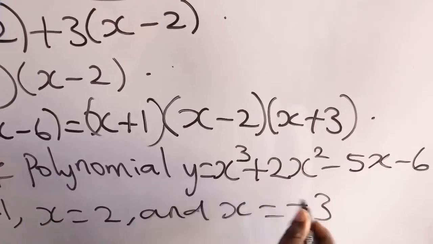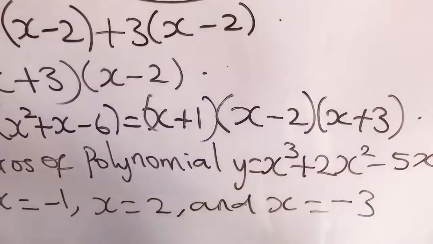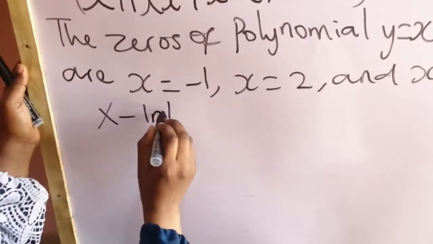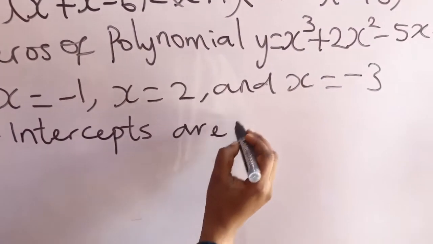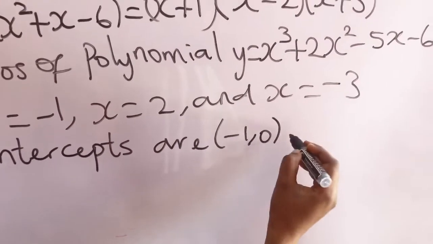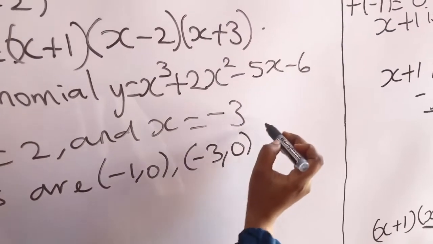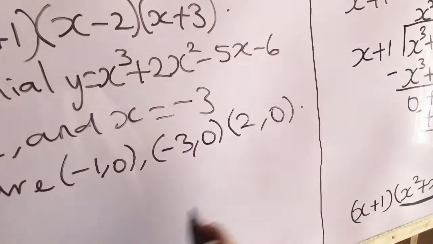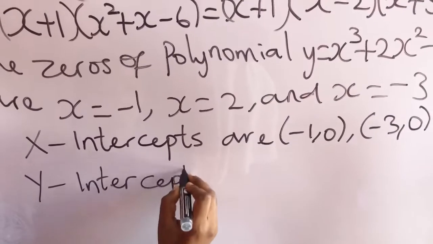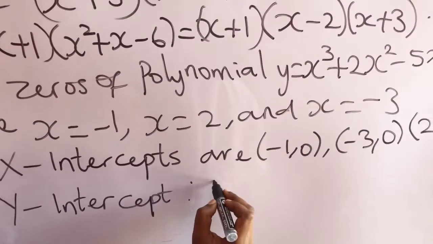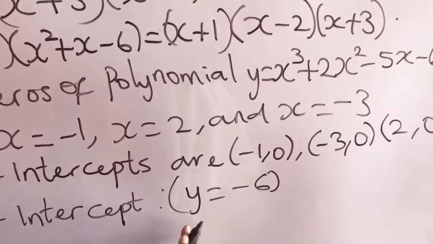We have done a video on zeros of polynomial as well. We just equate each factor to 0. The x-intercepts, that is when you put y equal to 0, are minus 1, 0, minus 3, 0, and 2, 0. Now, the y-intercept will be when you put x equal to 0. When x is equal to 0, y will be equal to minus 6. So the y-intercept will now be 0, minus 6.